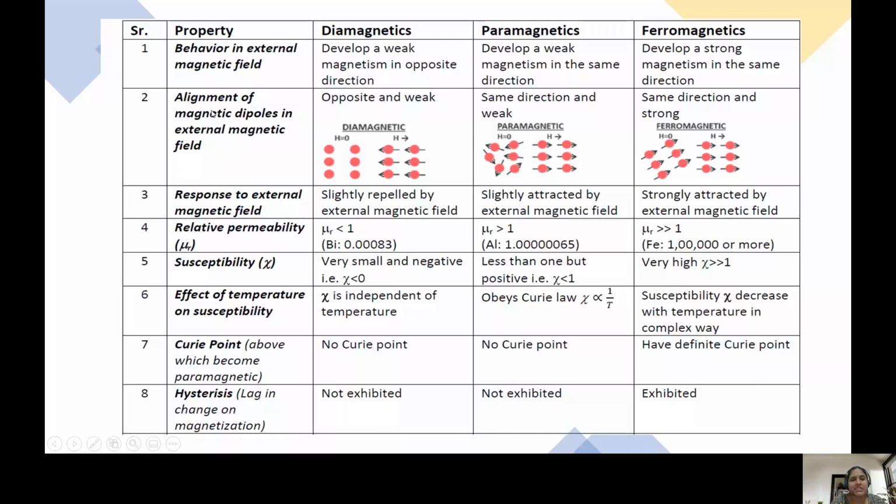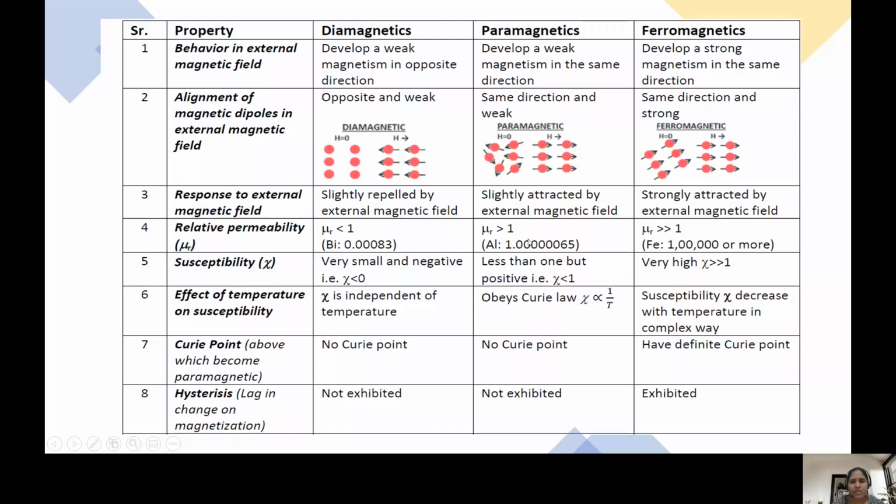The second one is alignment of magnetic dipoles in the external magnetic field. Here, all dipoles in the diamagnetic material are aligned opposite to the external field. In the paramagnetic materials, these dipoles are aligned in the direction of the field. In the ferromagnetic, these are strongly aligned in the direction of the field due to the strong attraction between the applied field and the ferromagnetic materials. In response to the external field, diamagnetic materials are slightly repelled due to the opposite alignment of the dipoles, paramagnetic materials are slightly attracted, and the third one, ferromagnetic, is strongly attracted by the external magnetic field.